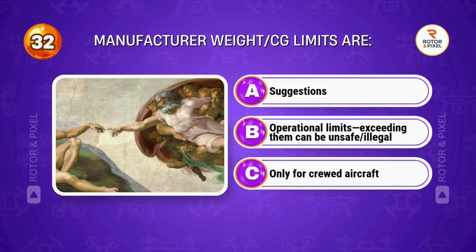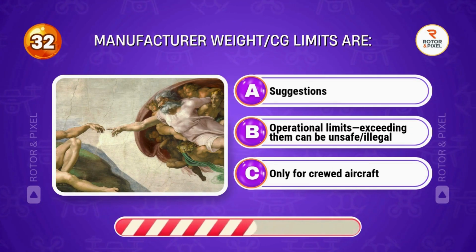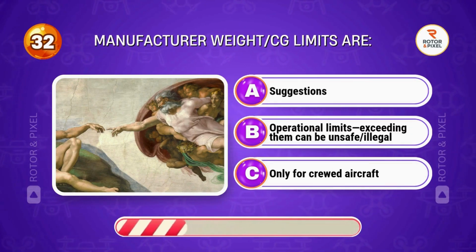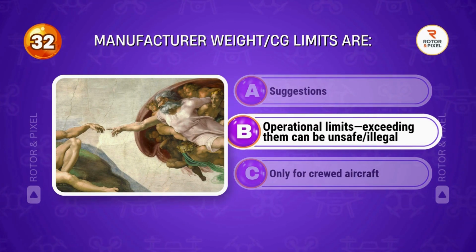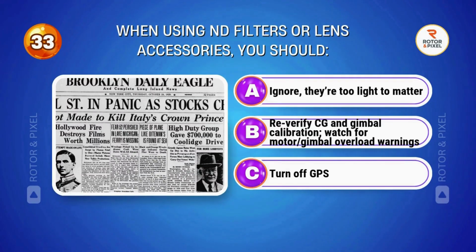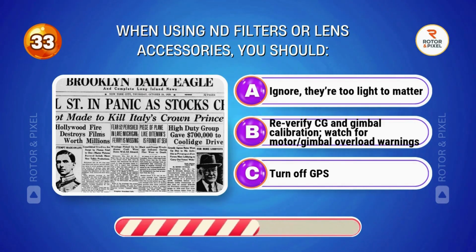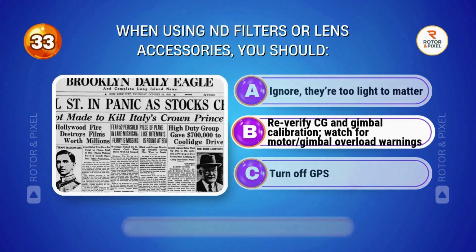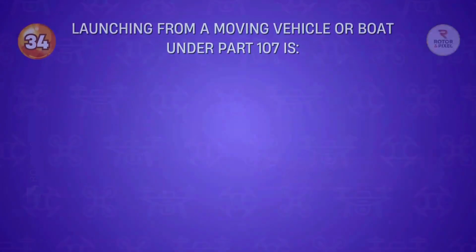Manufacturer weight and CG limits are... Answer B. Operational limits. Exceeding them can be unsafe and illegal. When using ND filters or lens accessories, you should... Answer B. Re-verify CG and gimbal calibration. Watch for motor or gimbal overload warnings.